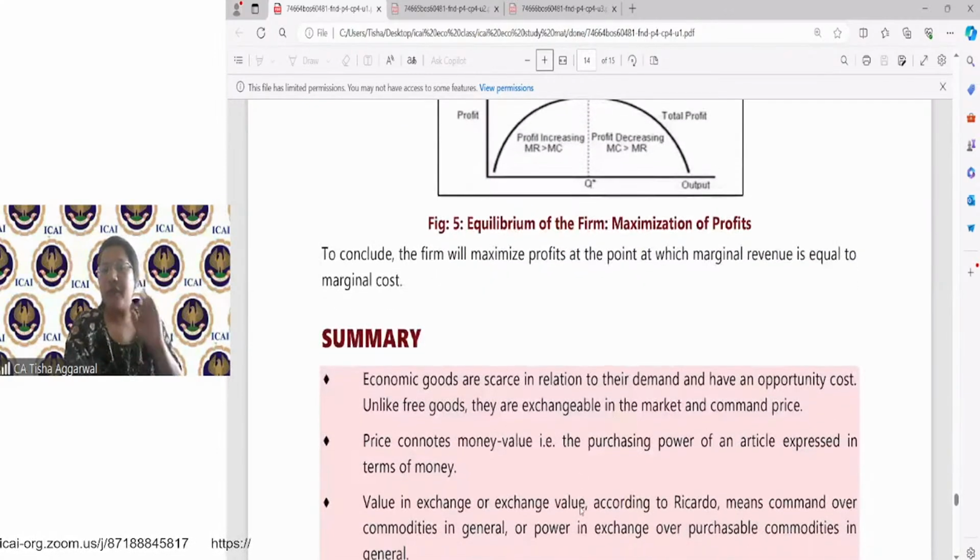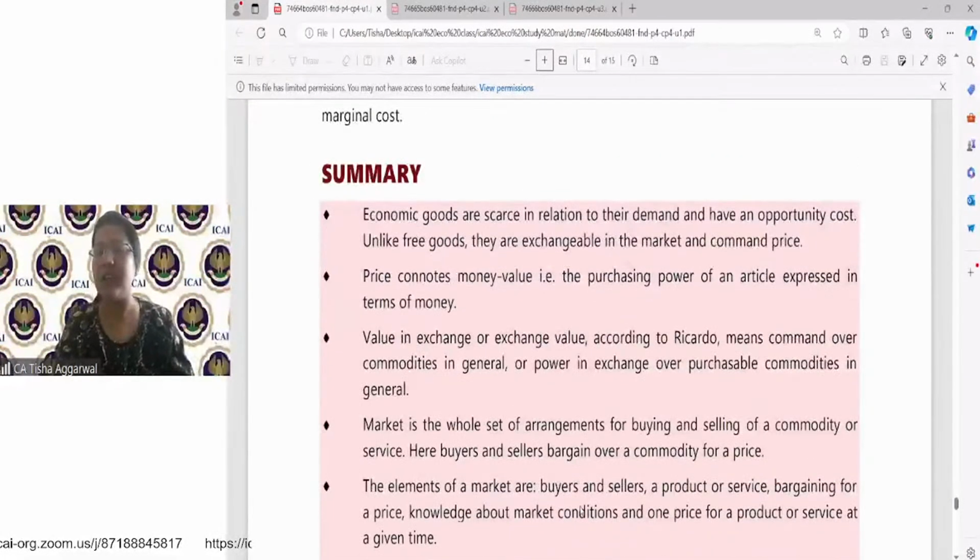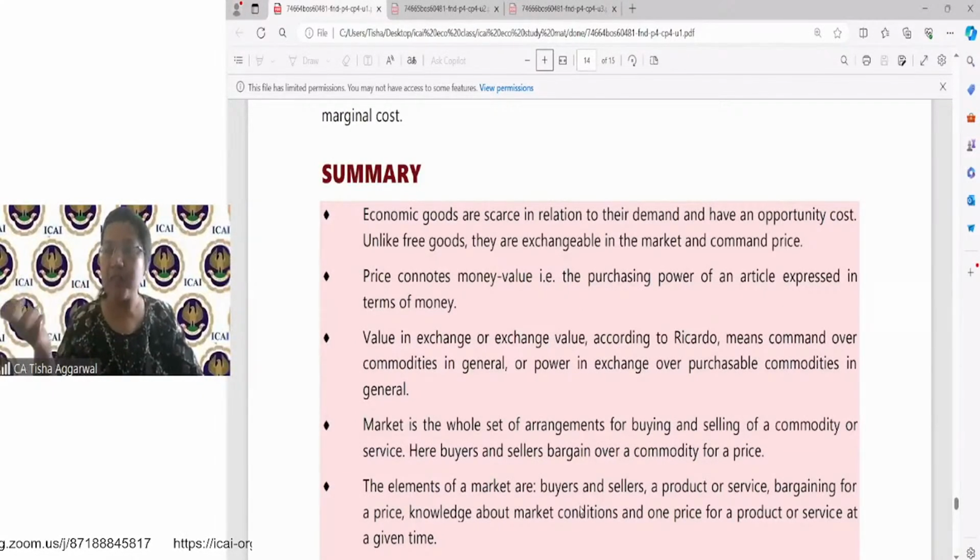Okay. So if I talk about the summary, first thing, economic goods are something which are very scarce in relation to the demand. They have an opportunity cost. What is opportunity cost? The cost that is there to find something more lucrative, something that you sacrifice to get another thing which is very important. That is what an economic good is.